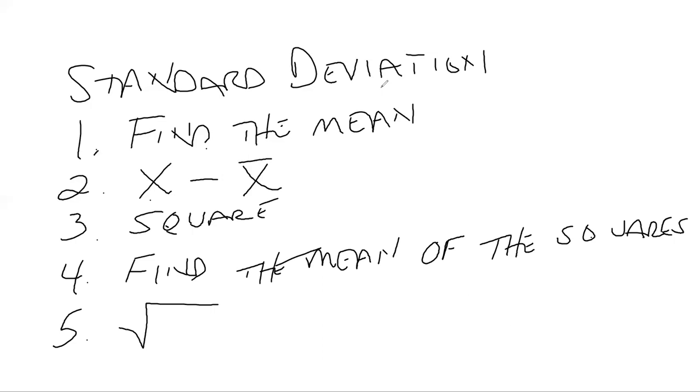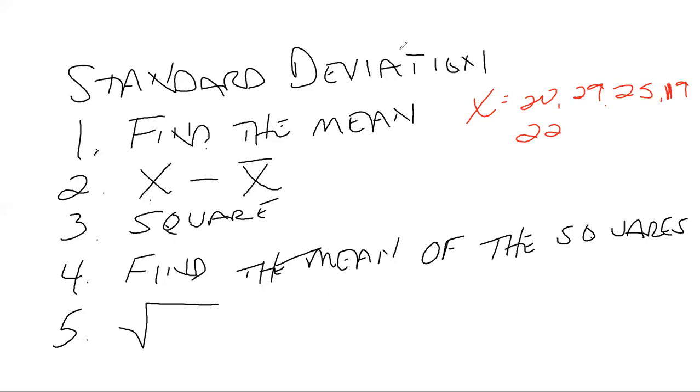So let's do a nice simple example that maybe won't take quite so long. Let's say we had some data that looked like 20, 29, 25, 19, and 22. Those are our numbers.